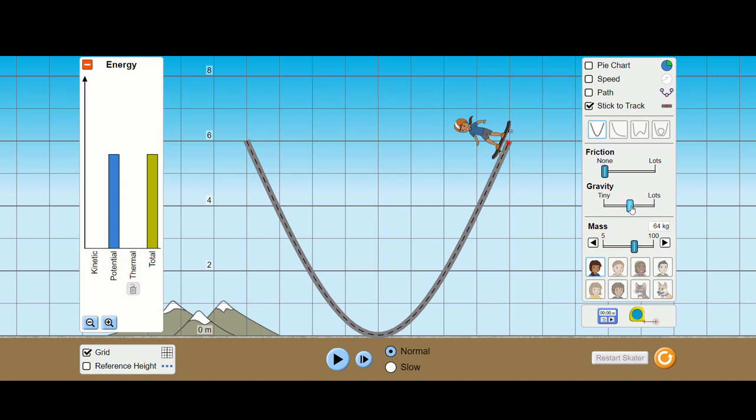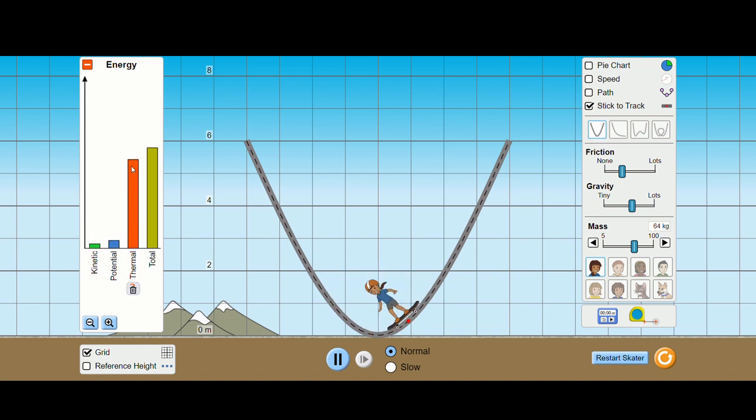Okay, now let's do one thing. We keep gravity at normal. Let's give some friction. So I am increasing the friction to some extent now, and let's see what happens. As you can see, the amplitude of the skate path is decreasing and the energy is getting dissipated in the form of thermal energy.